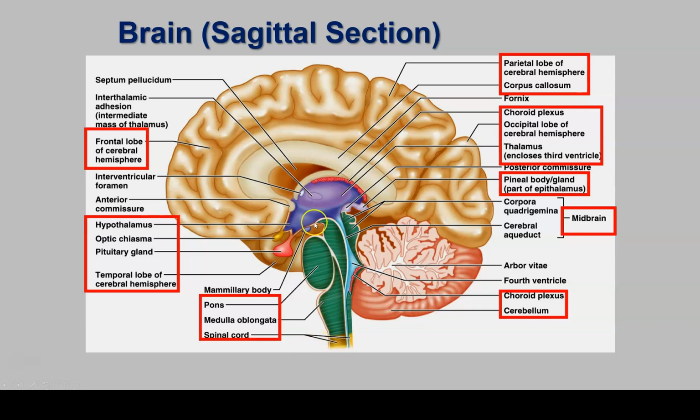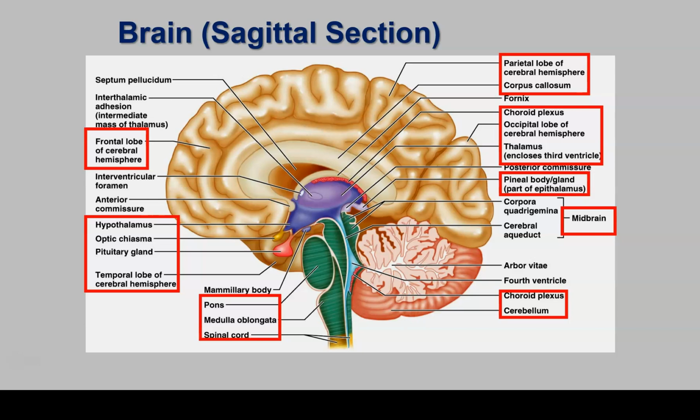Now, take a look at this C-shaped bit of tissue right in the middle of this image. This is called the corpus callosum, and the corpus callosum connects the left and the right cerebral hemispheres. Inferior to the corpus callosum is a space called the lateral ventricle. And the lateral ventricle is normally filled with cerebrospinal fluid.